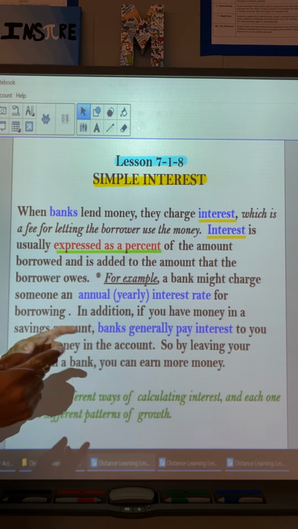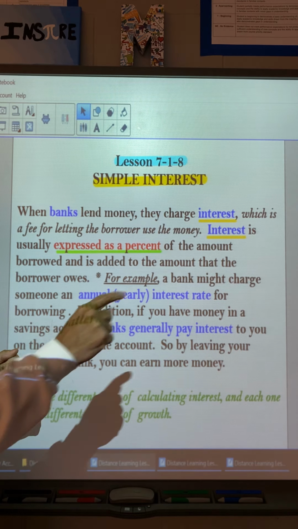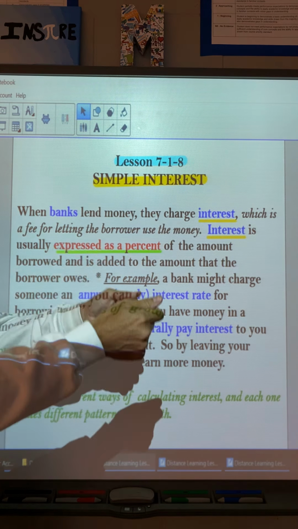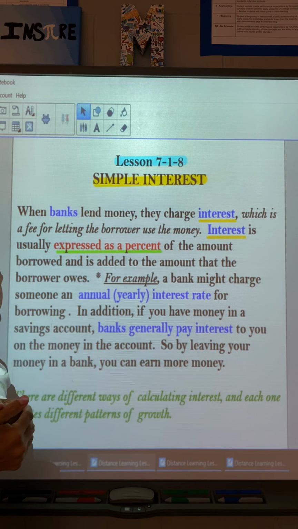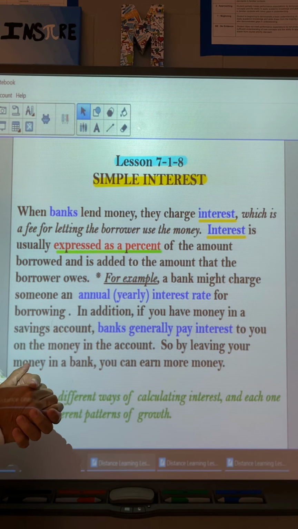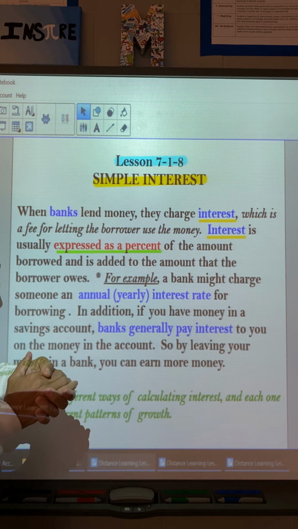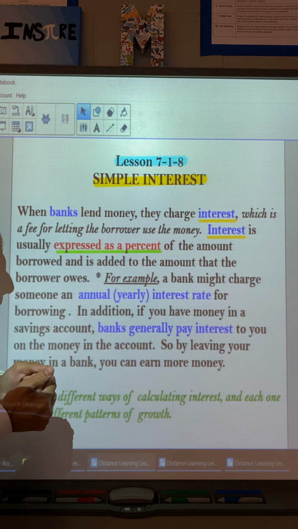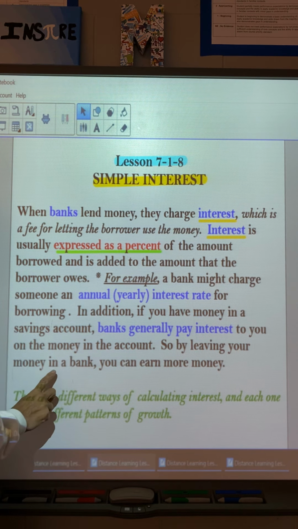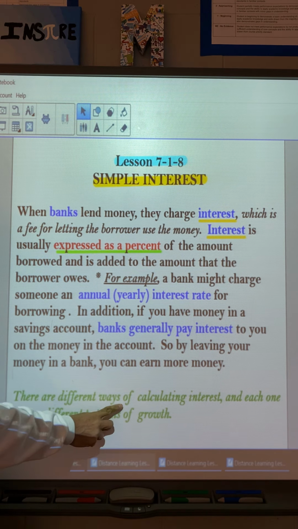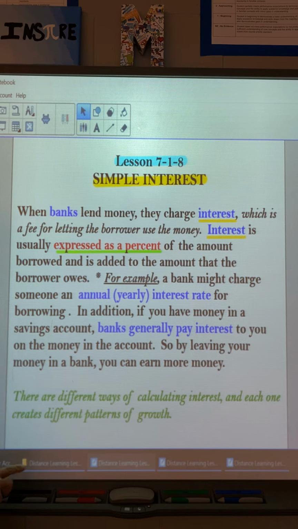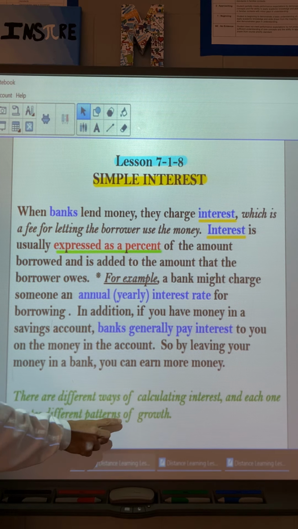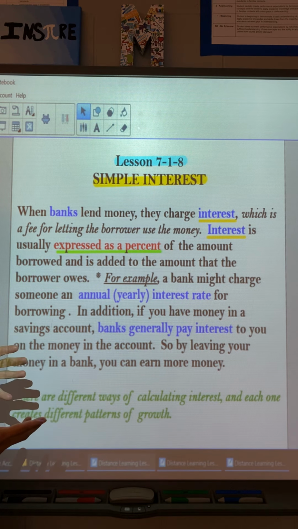Basically the bank is paying you a fee so they can use your money. As soon as they take your money, they might be using it for something else. It doesn't just sit there in a little box with your name on it. The money's constantly circulating around. So by leaving your money in a bank, you can earn some. Not much though, so don't go crazy. There are different ways of calculating interest, and each one creates different patterns of growth. There's a lot of different ways to do this.